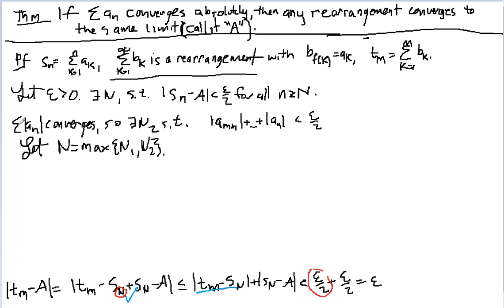Alright, this is part 2 of "if a series converges absolutely, then any rearrangement converges to the same limit." We had to show two things. I had to tell you what the capital N is there, and I had to tell you that this part is less than epsilon over 2. And actually there's a third thing that I neglected to tell you.